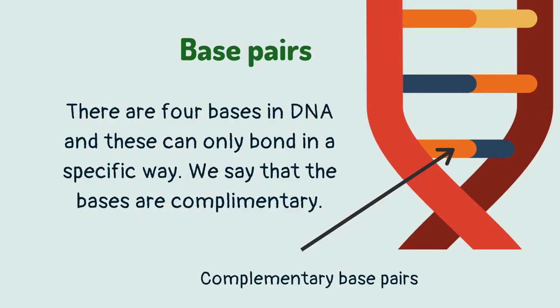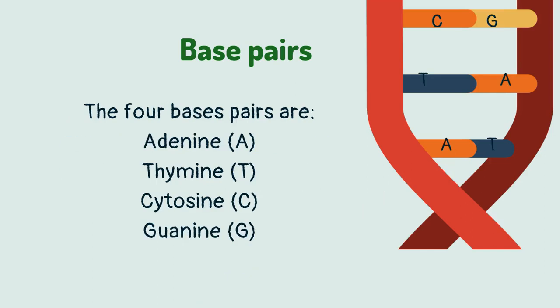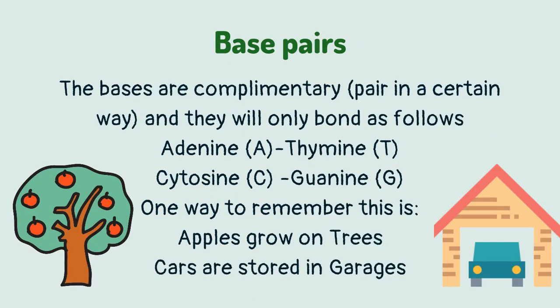There are 4 bases in DNA, and these can only bond in a specific way. We say that the bases are complementary. The 4 bases are adenine, thymine, cytosine, guanine. The bases are complementary, pair in a certain way, and they will only bond as follows: adenine to thymine, cytosine to guanine. One way to remember this is apples grow on trees, cars are stored in garages.